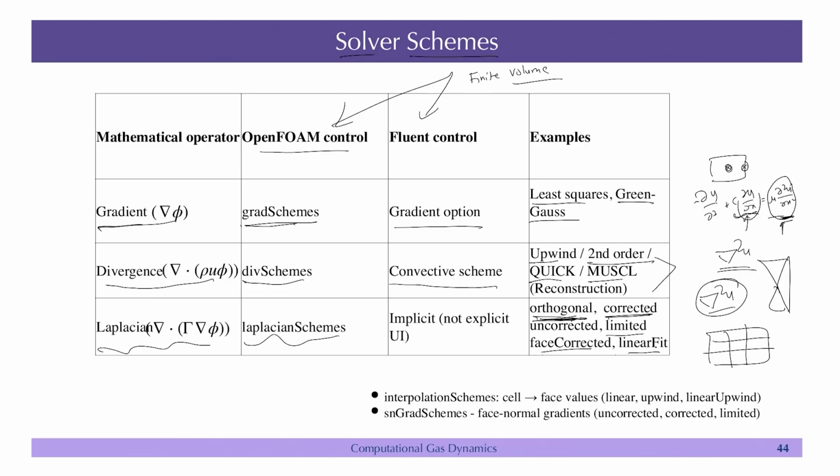Then apart from this, we also have two more things which you can define in the fvSchemes. This is called fvSchemes.